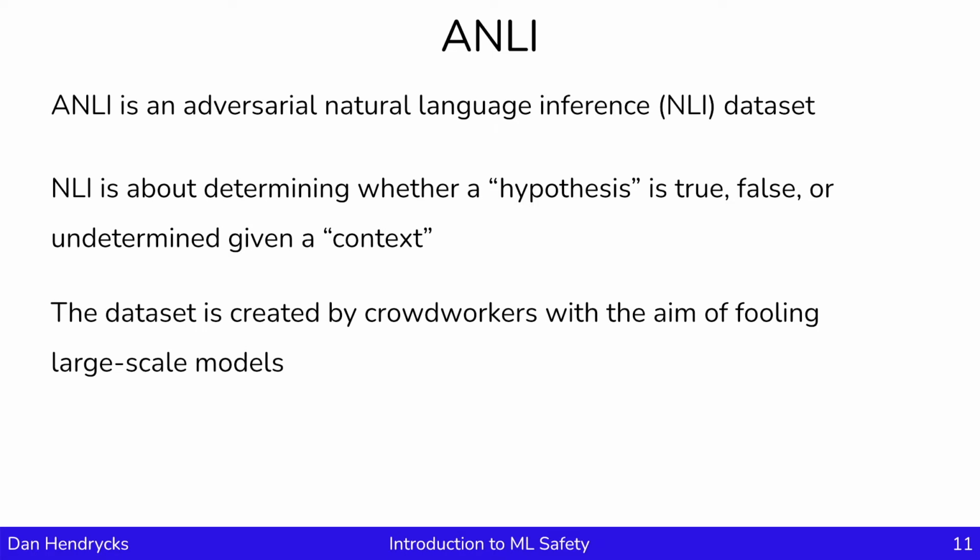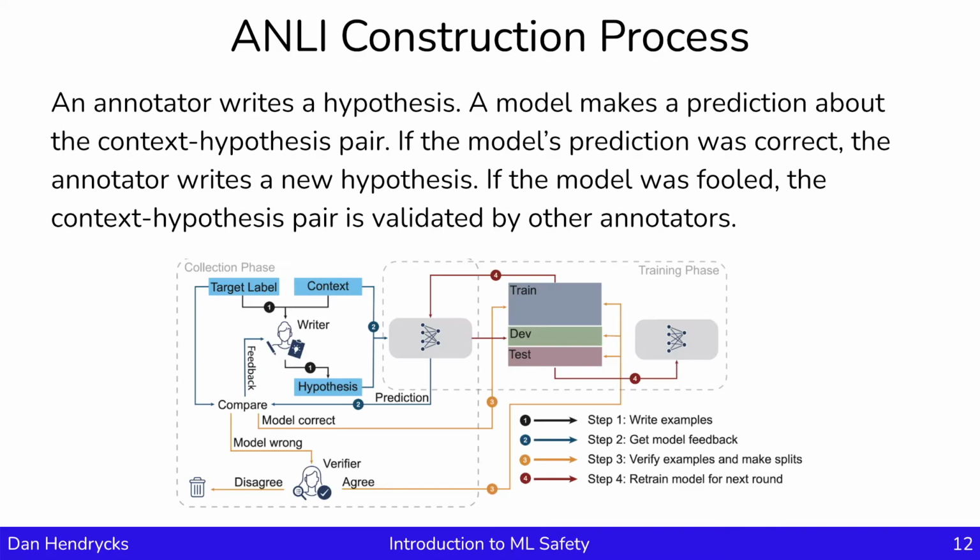The ANLI dataset is constructed by crowd workers with the aim of fooling large-scale models. So, for example, GPT-3 only gets up to 40% accuracy. Here's the ANLI construction process. First, an annotator writes a hypothesis. Then, a model makes a prediction about the context-hypothesis pair. If the model's prediction was correct, the annotator writes a new hypothesis because the example didn't fool the model. If the model was fooled, the context-hypothesis pair is validated by other annotators.